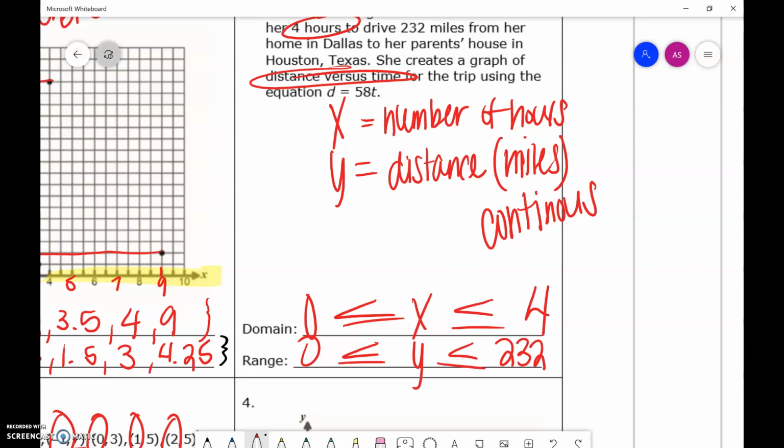Now, the reason why it gets the greater than or equal to on this scenario, and most real world scenarios will have the greater than or equal to, is that time actually starts at 0, and she's actually somewhere after 4 hours. So 4 represents her getting to Houston, Texas. She's at her parents' house, she's in the driveway, she's there. So 4 actually exists. 0 actually exists because, like I said, that indicates when she started that trip.